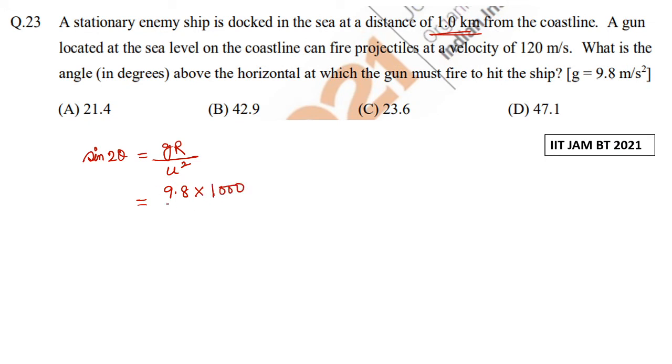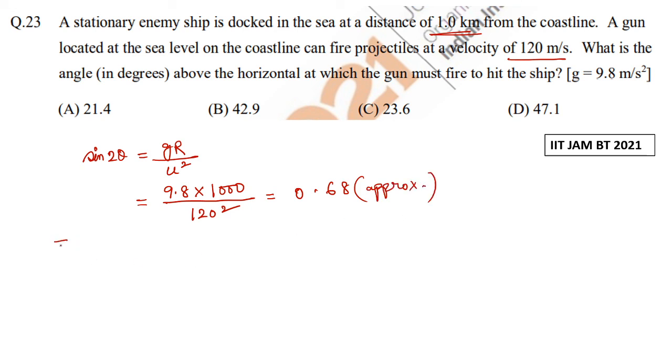So 1000 divided by u square. u here is 120 meter per second, so 120 square. Let us first calculate it. So 9.8 into 1000 by 120 square. Let us see what we get in our calculator. 9.8 into 1000 is 9800 divided by 120 square. So we get approximately 0.68.